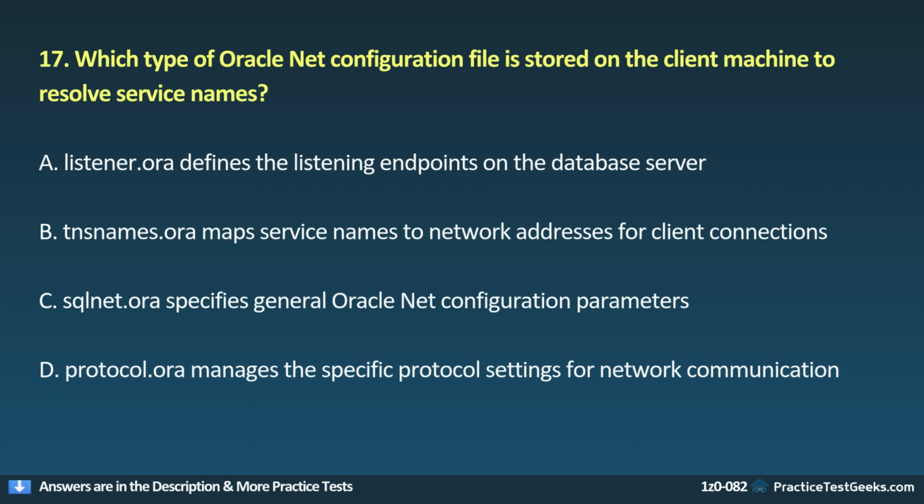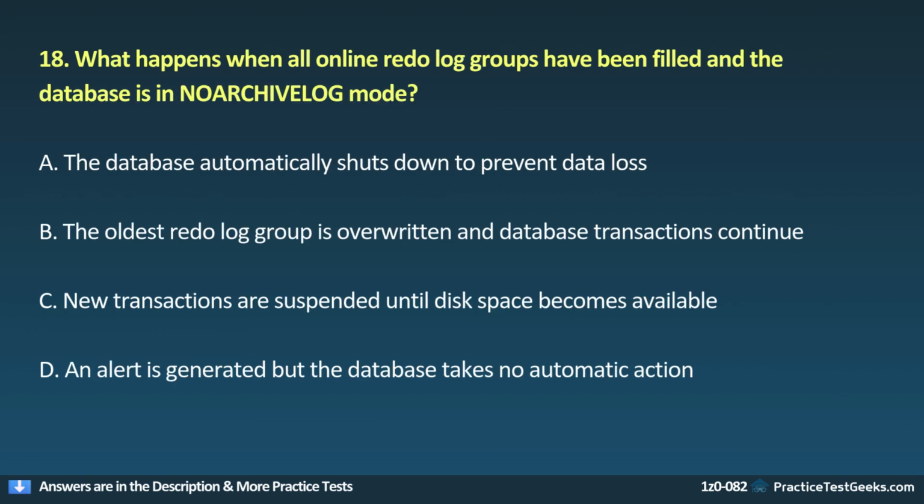17. Which type of Oracle Net configuration file is stored on the client machine to resolve service names? A. Listener.ora defines the listening endpoints on the database server. B. tnsnames.ora maps service names to network addresses for client connections. C. SQLnet.ora specifies general Oracle Net configuration parameters. D. Protocol.ora manages the specific protocol settings for network communication.